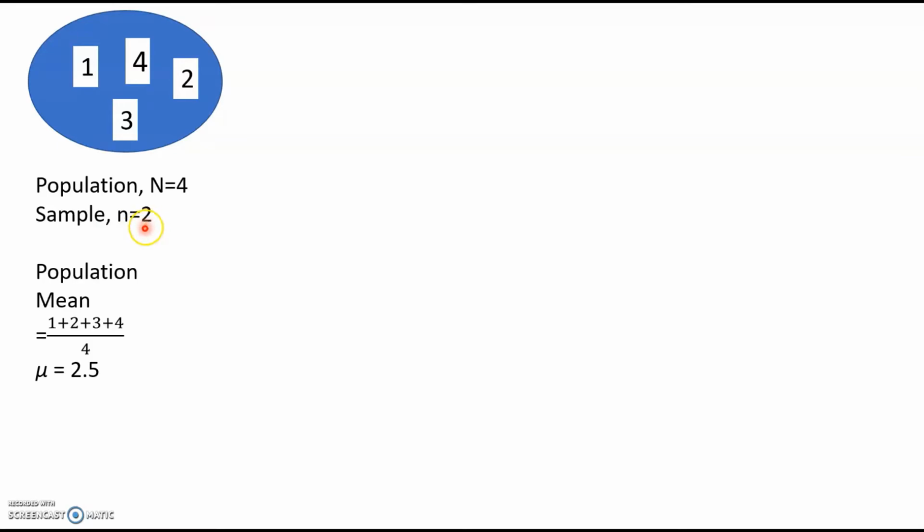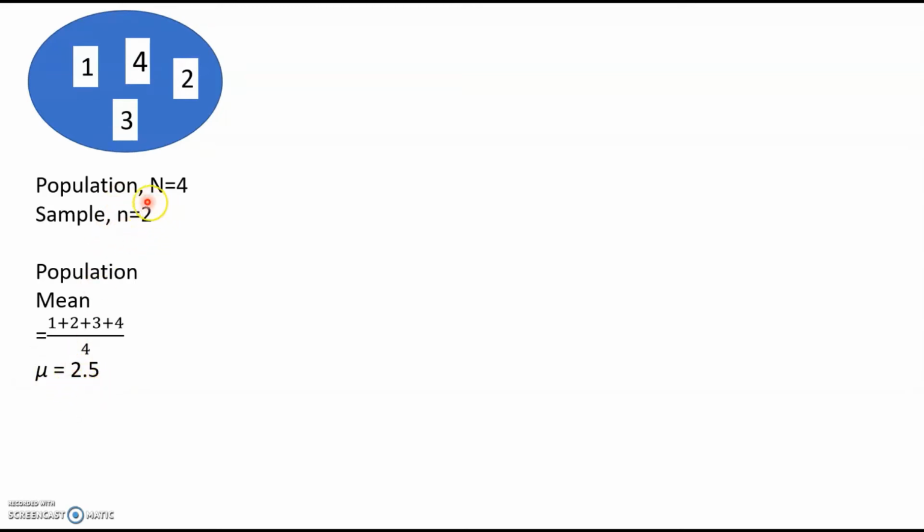Now we can also define the mean of this population. If you add all the numbers and divide by 4, which is 1 plus 2 plus 3 plus 4 divided by 4, you will get 3, plus 3 is 6, plus 4 is 10. 10 over 4 will be 2.5. Mu represents the population mean. So the population mean is 2.5 here.